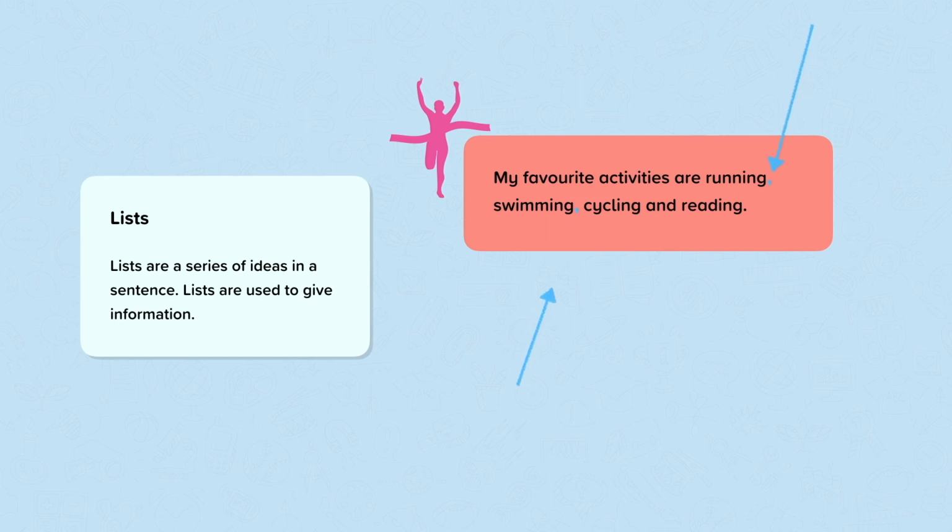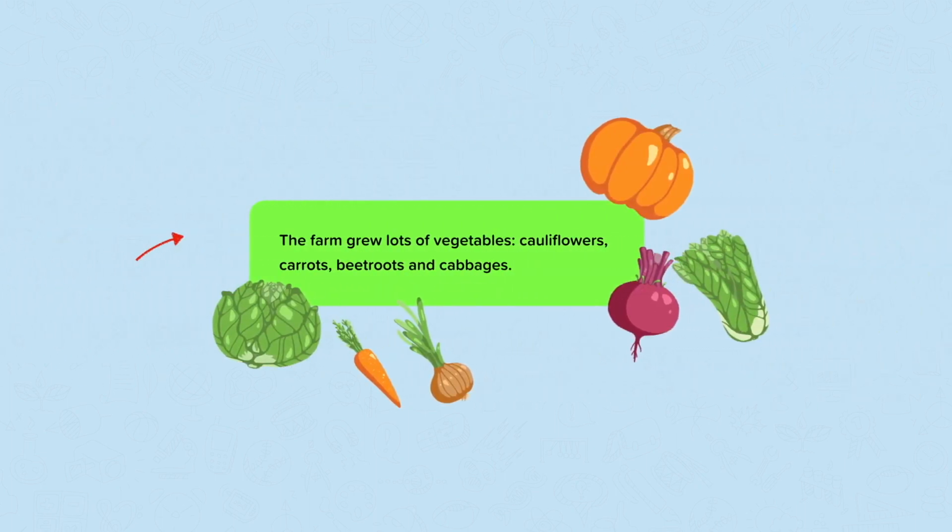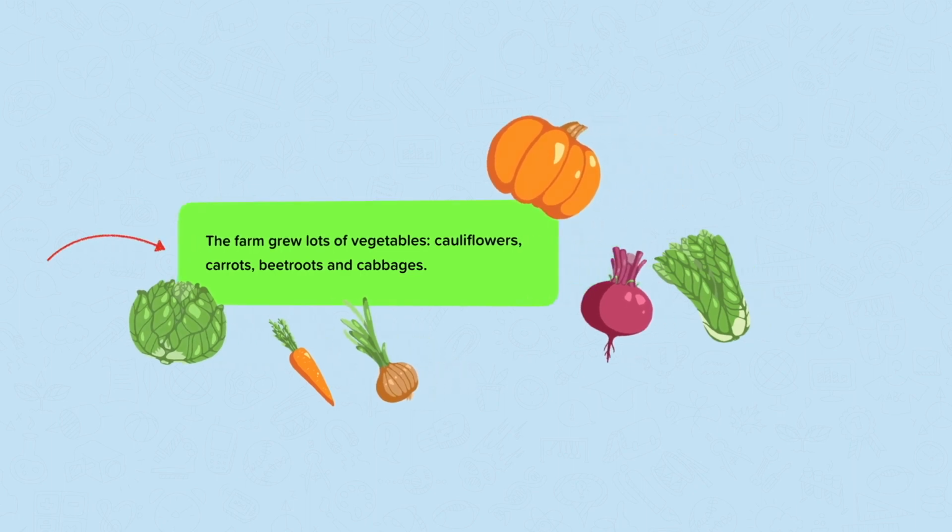Here, the commas separate the activities. They go after the items in the list. Usually we write "and" rather than a comma before the final item in the list. Lists can help to emphasise how many things there are. In this example, the farm grew lots of vegetables: cauliflower, carrots, beetroots and cabbages. The list emphasises the variety of choice.